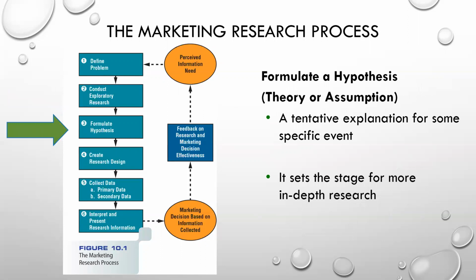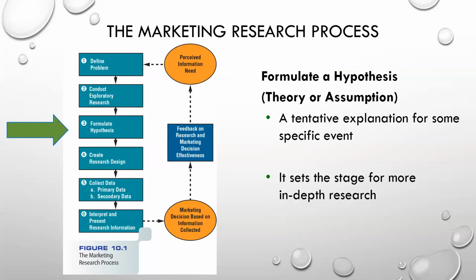The third step in the process, after you've defined the problem and conducted your exploratory research, is that marketers want to formulate a hypothesis, a tentative explanation for why a specific event is going on. It is a testable statement about the relationship among variables, and it's going to set the stage for more in-depth research by clarifying what the researchers are testing.